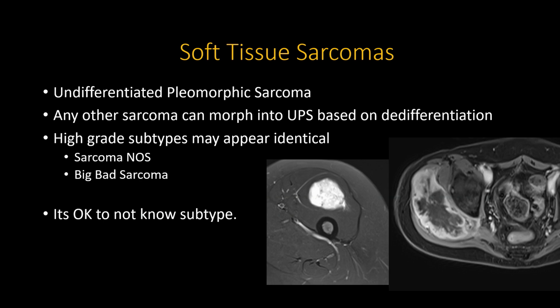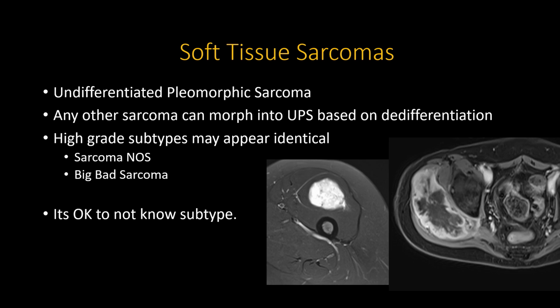Okay, so undifferentiated pleomorphic sarcoma basically means these cells are so dedifferentiated, we can't actually subtype any of them. So any other sarcoma can morph into a UPS, and high-grade subtypes can appear identical when they get very dedifferentiated. So I have a bucket, and I talk to residents about this a lot, this sarcoma not otherwise specified, sarcoma NOS, big bad sarcoma category.